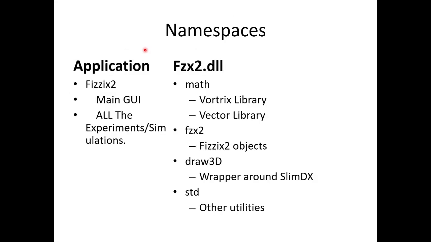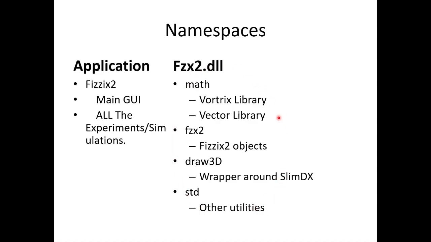Okay, the environment. It's broken down into two parts: the application and the library that comes with it. The namespace in the application is Fizzix2, and that contains the main GUI and all of the experiments and simulations. What I've done is separate the math libraries, which are Vortex and Vector, the Fizzix2 basic objects and the Fizzix2 interactions into a Fizzix2 namespace. The wrapper around SlimDX, which is called Draw3D, is separated as well, plus some other standard utilities.